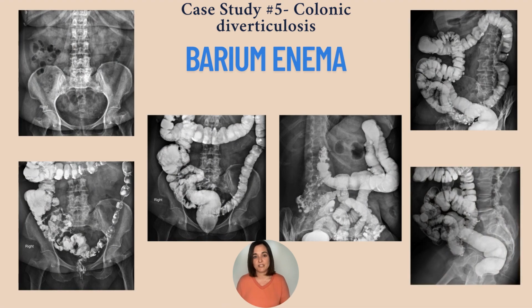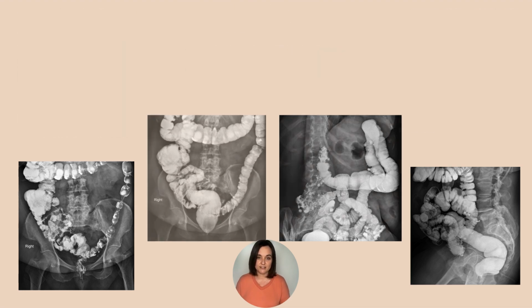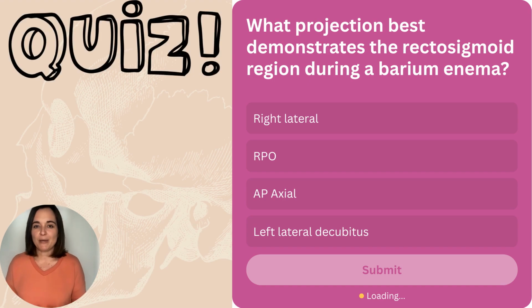An elderly patient presents with cramping and irregular bowel movements. The enema shows multiple round contrast-filled outpouchings along the sigmoid and descending colon. Classic diverticulosis. This case proves how effective the enema is at showing surface-level abnormalities that might go missed on CT. Diverticulosis is common in older adults and often asymptomatic, but when inflamed, it becomes diverticulitis, which can mimic other GI emergencies. Pop quiz break. What projection best demonstrates the rectosigmoid region during a barium enema?